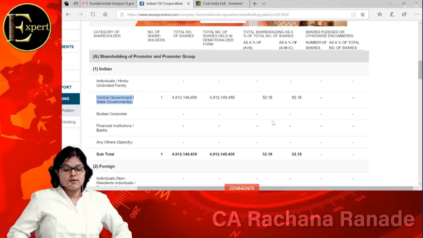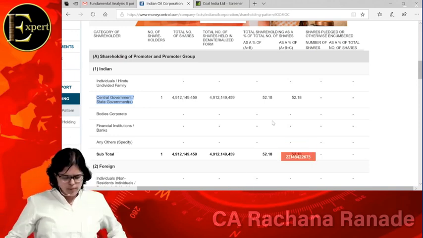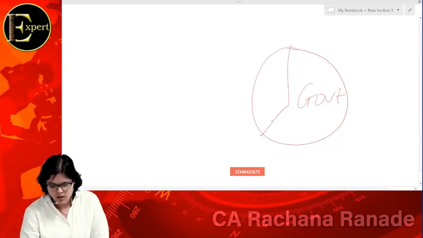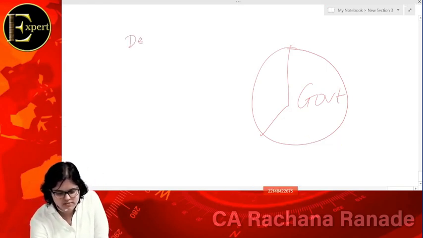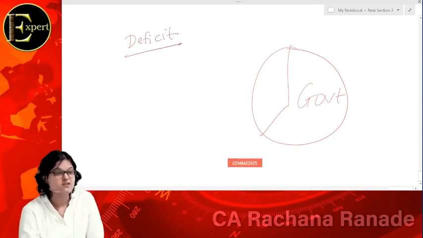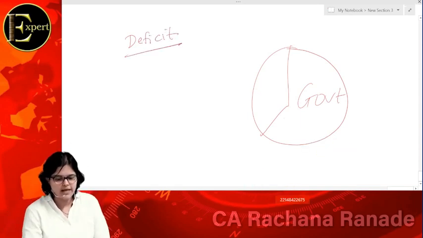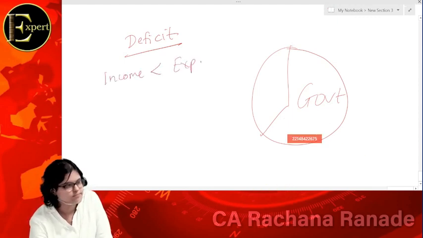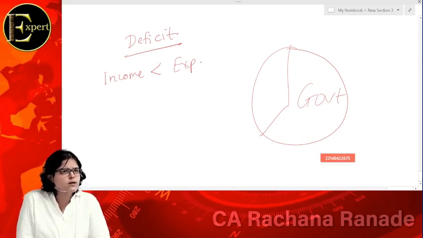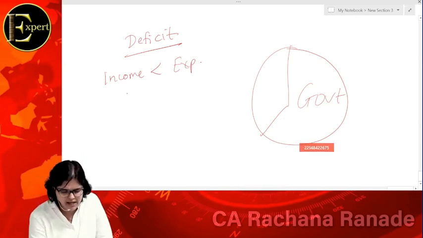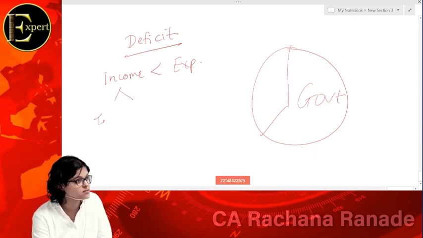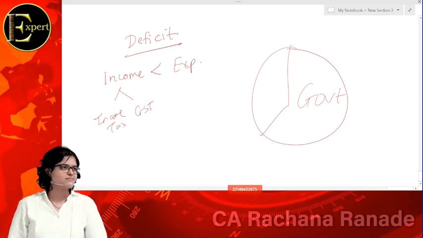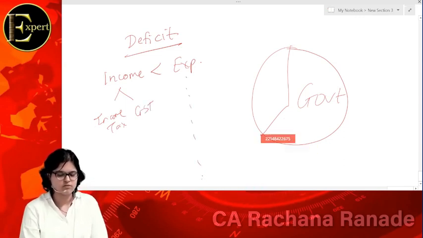I'll tell you what happens. Government is in need of money. You might have heard this word because it is going to come up in our economy analysis. Oh, government is in deficit. What do we mean by deficit? The income earned by the government is less than the expenditure of the government. What is the income of the government? Taxes. Mainly two types of taxes: direct taxes like income tax and indirect taxes like GST. That is their major income. And expenditure, the list will just go on and on.